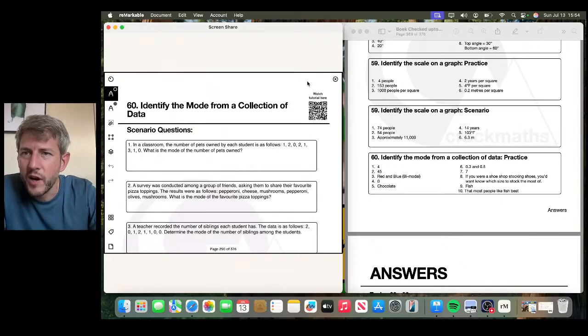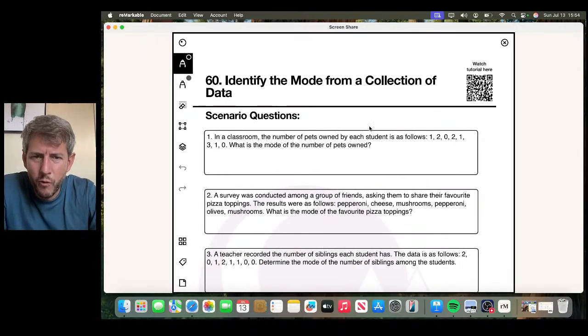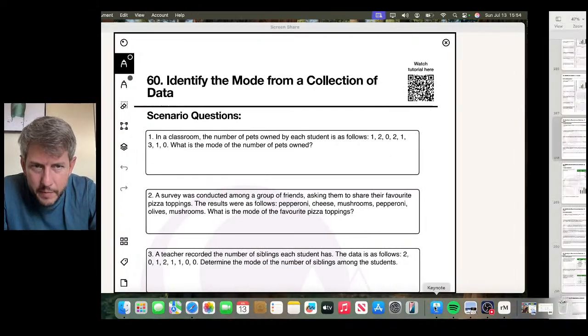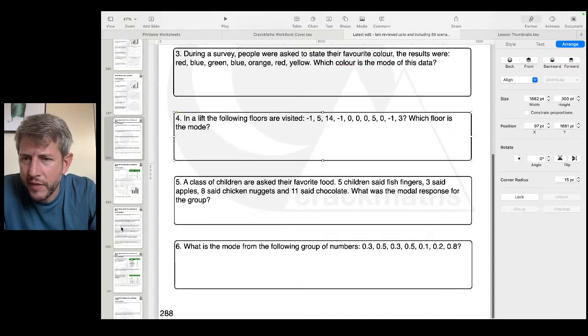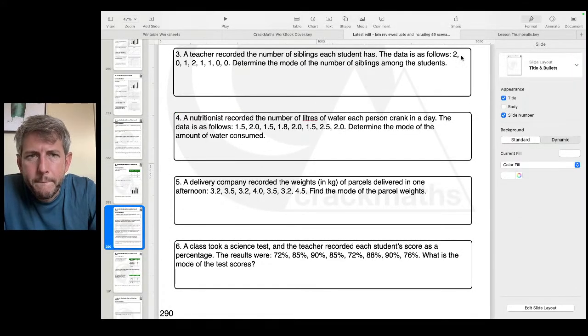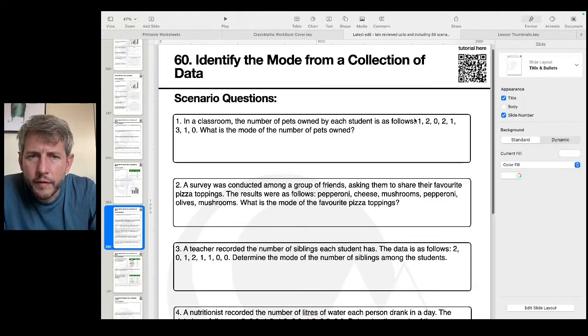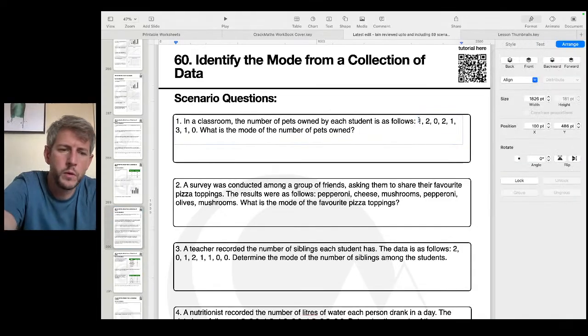Right, now we've got the scenario questions. I think these are going to be pretty similar to the practice questions, really, because they were all kind of in scenarios anyway. In a classroom, the number of pets owned by each student is as follows. I feel like all those numbers should be on the same line. So let's make that happen. Okay, in fact, let me just quickly do that for every one.